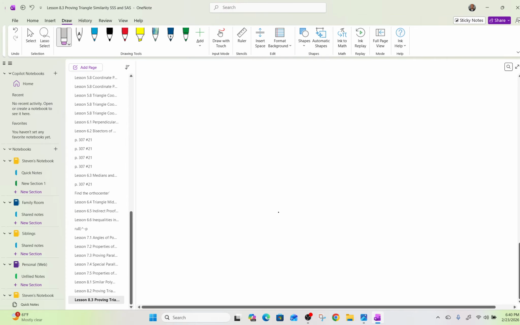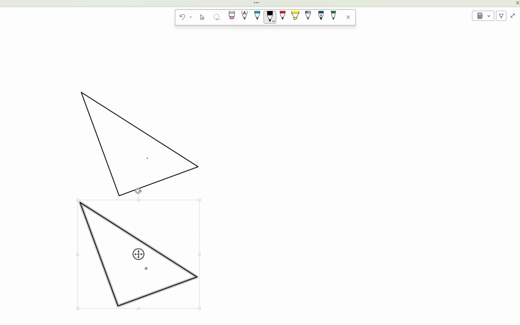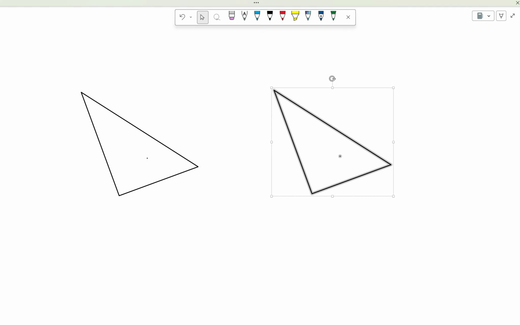The last part of the lesson involves our second theorem here, which is SAS similarity. So let me illustrate this for you guys. Remember, if you guys have any questions in the chat, you're always free to ask. Okay. Here we go. I'm going to erase. We got an extra little speck in there. Let's go ahead and get rid of that.